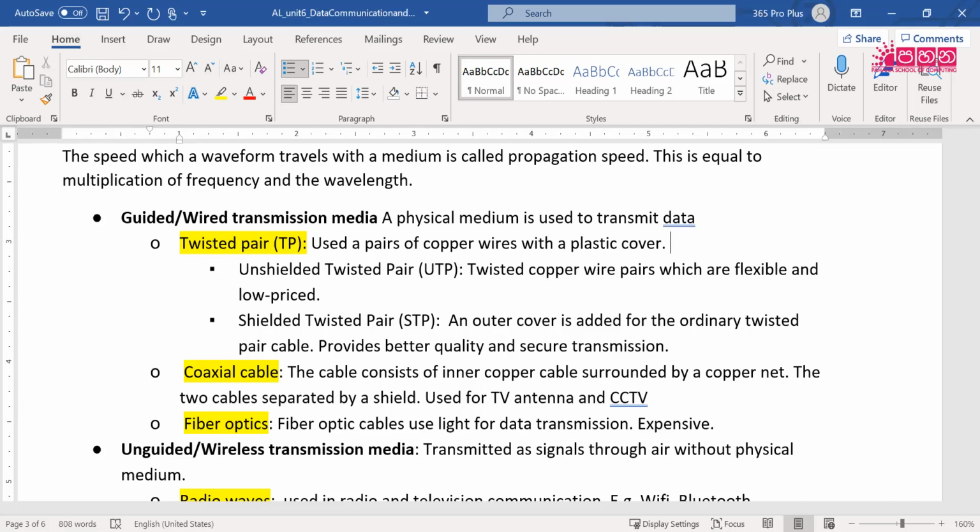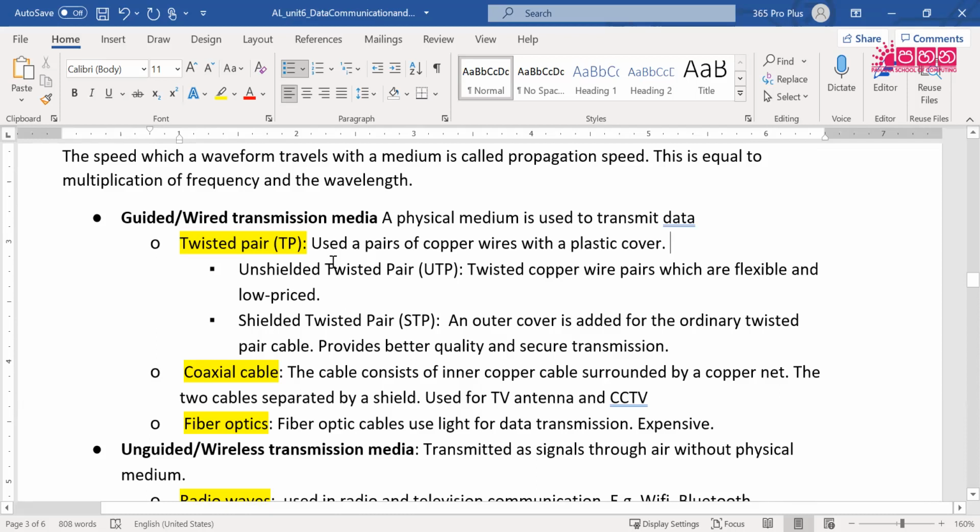Then the cost is quite low and bandwidth is also low. And when you increase the size, the data signal will be lost, right? So a long distance could not be traveled with twisted pairs. But then we can use UTP cables or shielded twisted pair, right?